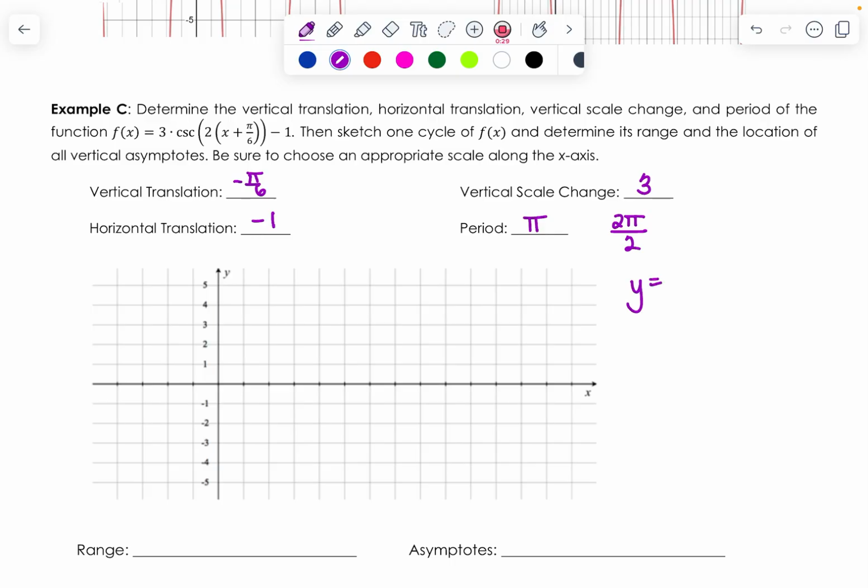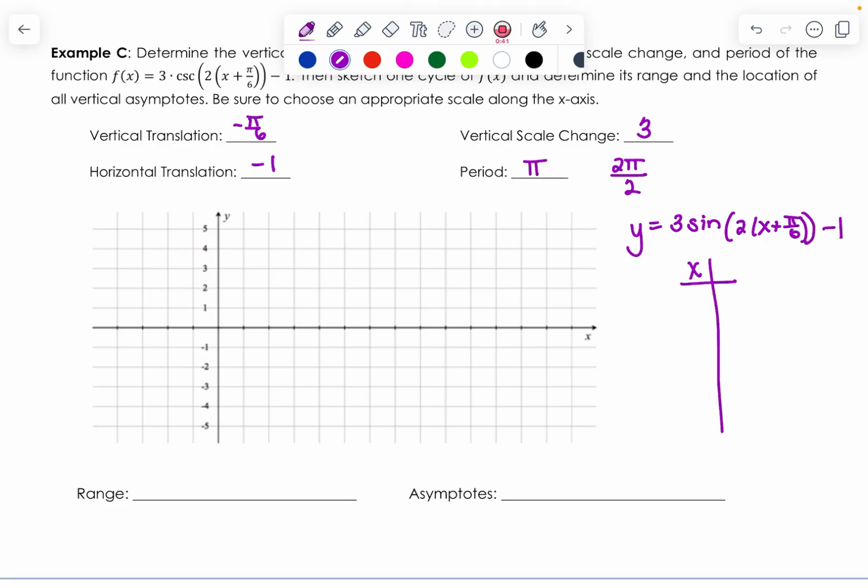So here's what I do, is I go ahead and I graph the sine curve. So this is going to make a table from 0 to pi, cut in half, cut in half. Sine typically goes 0, 1, 0, negative 1, 0. You multiply by the A value. And then we do have a vertical translation, or a phase shift of negative pi over 6.